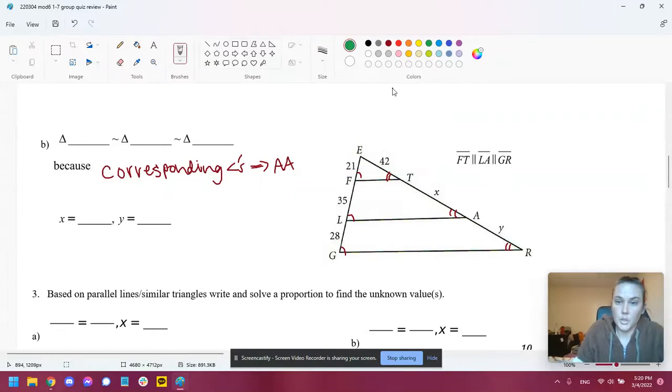Nice. Which triangles are even equal? We've got EFT. We've got ELA. That one's really hard to see, so I'm going to write it in regular green. And we've got EGR.